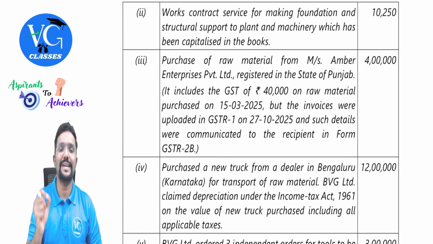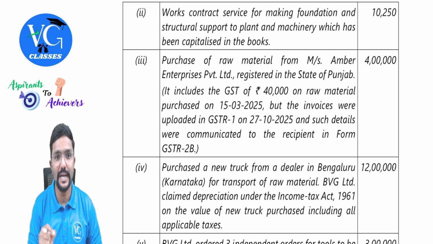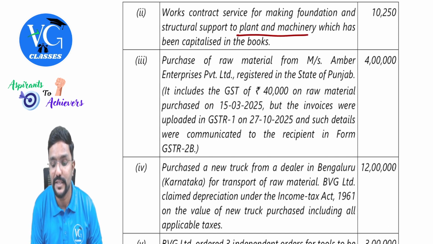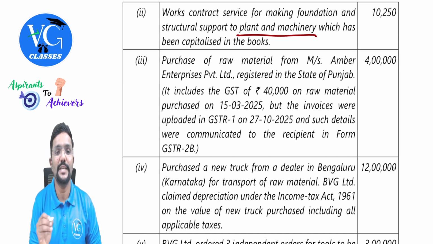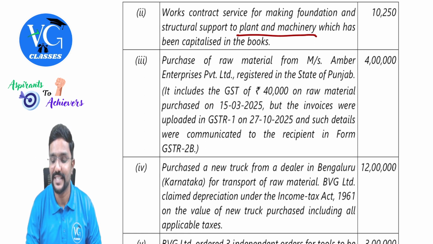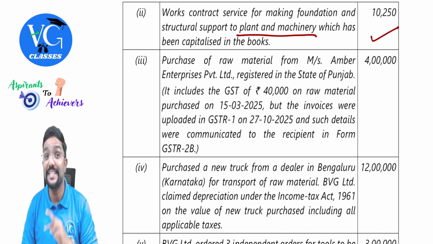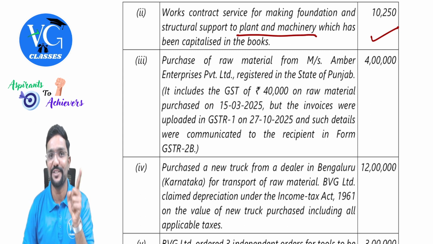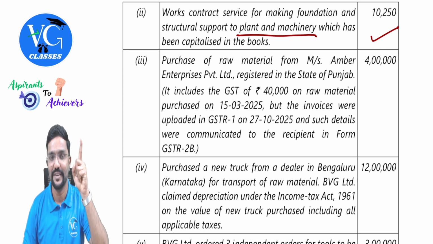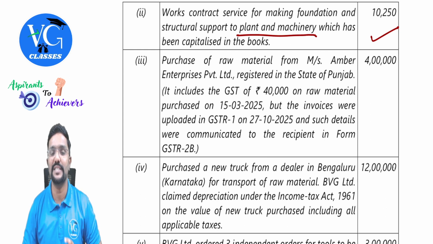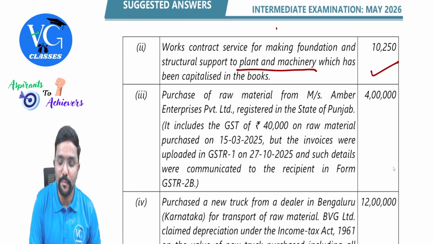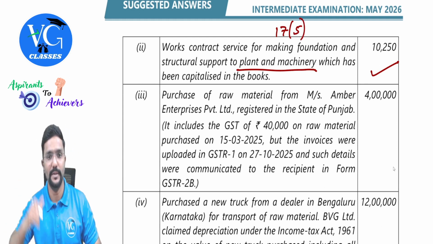Next, works contract service for making foundation and structural support to plant and machinery, which has been capitalized in the books of accounts. Guys, is credit available? Yes. If it is a works contract service other than for plant and machinery which is capitalized, credit is not available as per section 17(5). But here, as it is for plant and machinery, credit is not blocked as per section 17(5), guys. It is not blocked, means available.